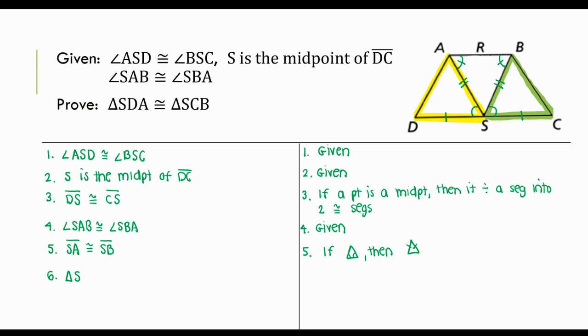So I can prove that the triangle SDA is congruent to the triangle SCB, and that is because of side, angle, side. So if I go back through my proof, it looks like the first set of congruent sides came from step number 3. Notice that the angles that were inside the triangles came from step number 1, and then step number 5 got us our other congruent sides.